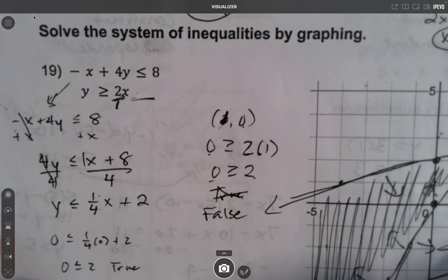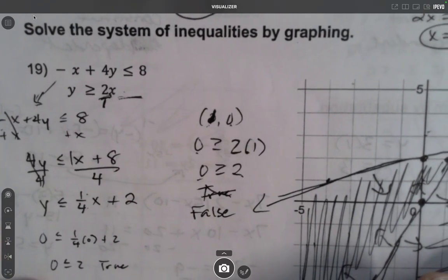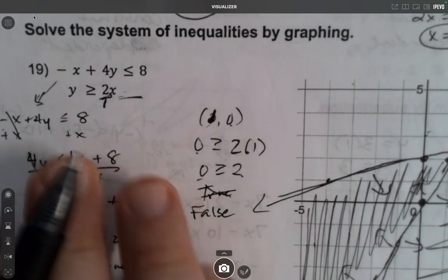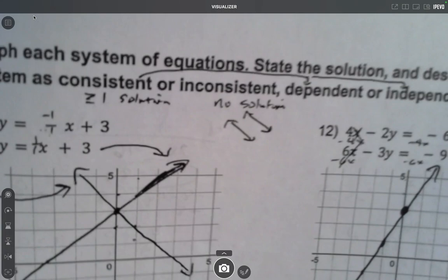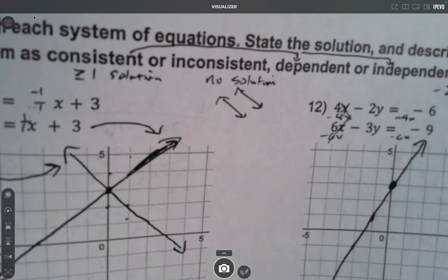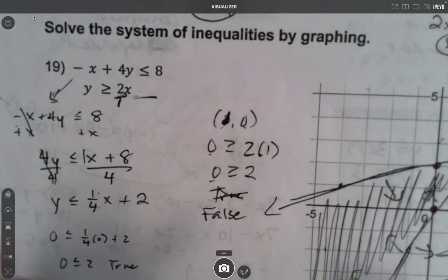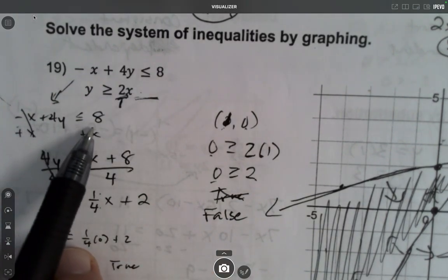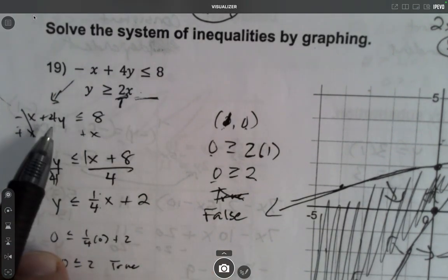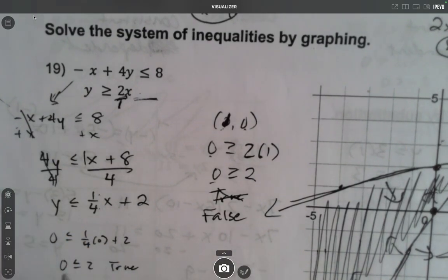Okay, 19 is one of the trickier ones, so I'll try to go through as clearly as I can. This is similar to what we did back on number 11 and 12. The only difference is we also have to think about the shading we have to do with these. So I just started with the top equation. All I did right here is rewrite it just as it is. We want to get y by itself, so it's in slope-intercept form, to graph it.